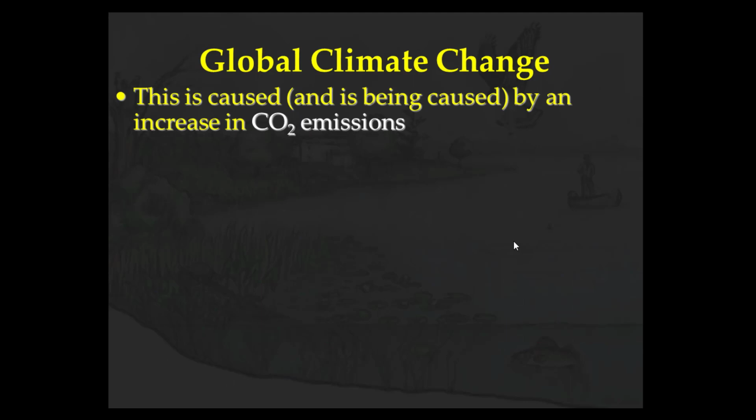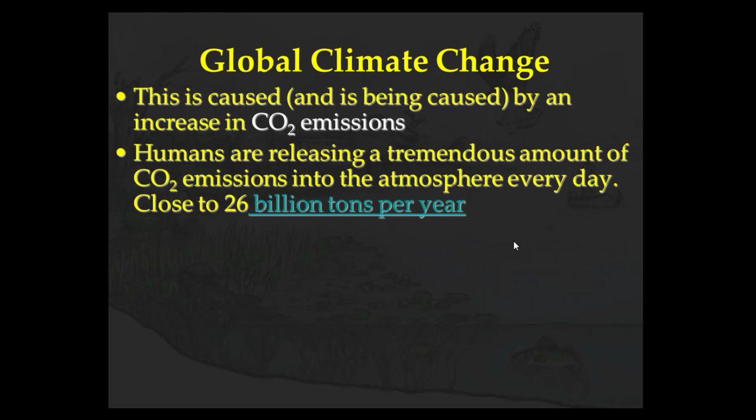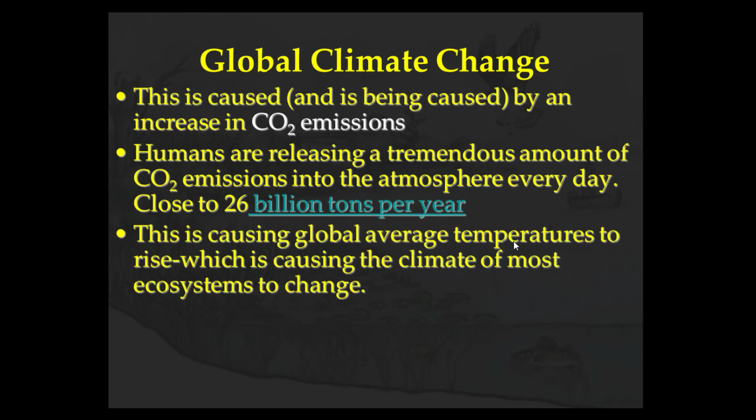Global climate change is being caused by an increase in carbon dioxide emissions. Humans are releasing a tremendous amount of carbon dioxide into the atmosphere every day, close to 26 billion tons per year. This is alarming. It is causing the global average temperature to rise, which is causing the climate of most ecosystems to change. Due to the rise in temperature, the glaciers are melting and the sea level is rising.